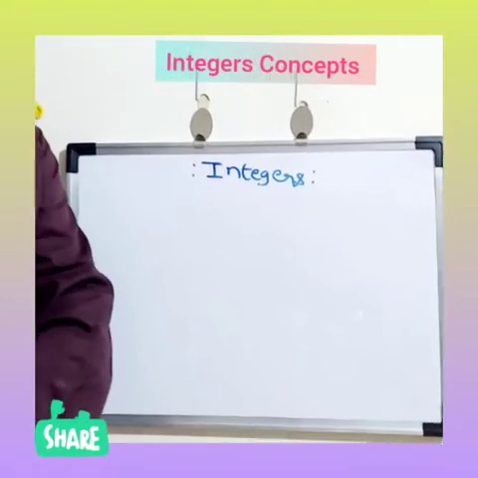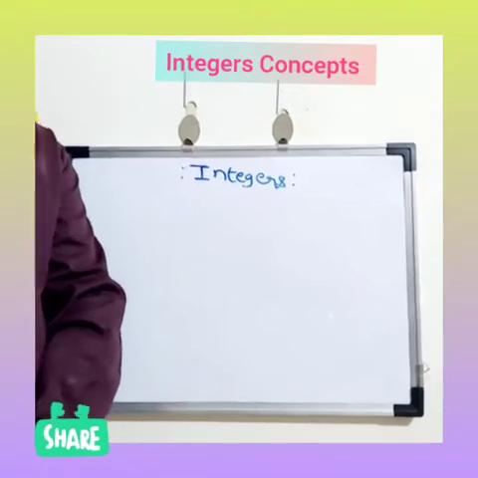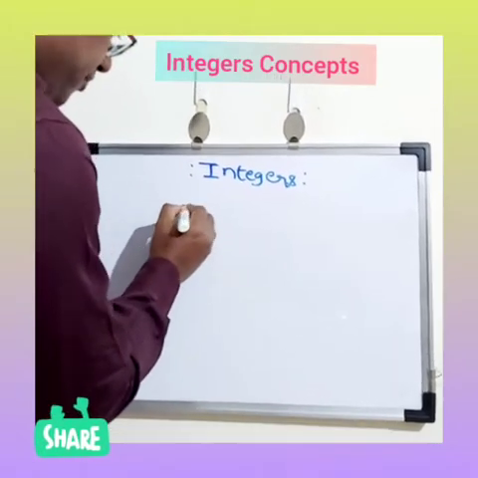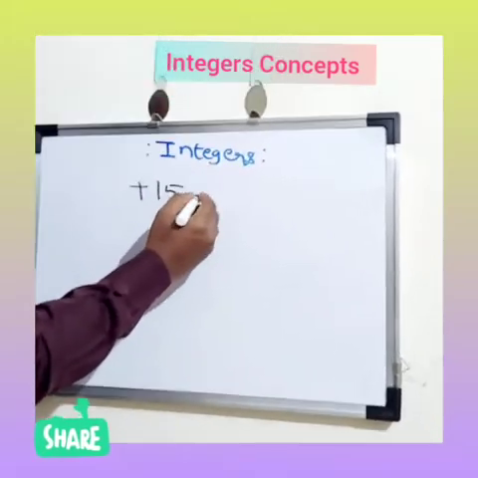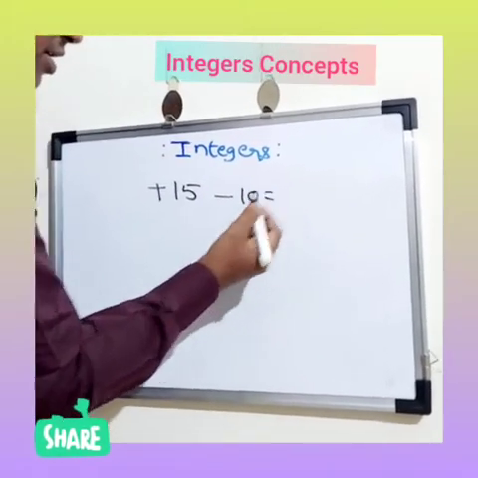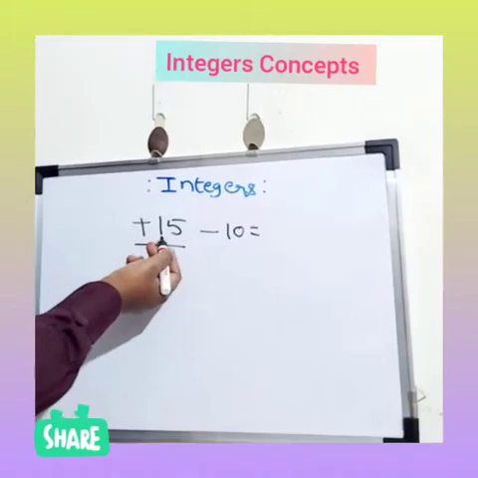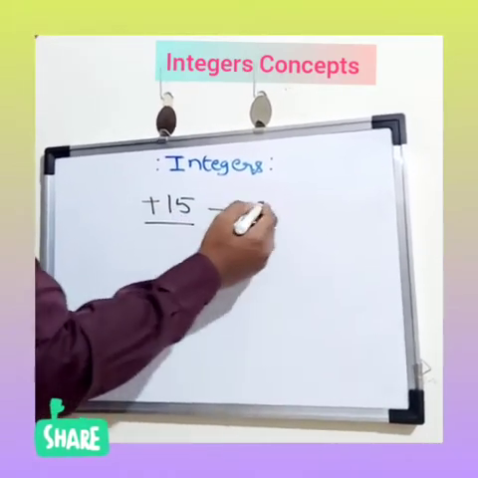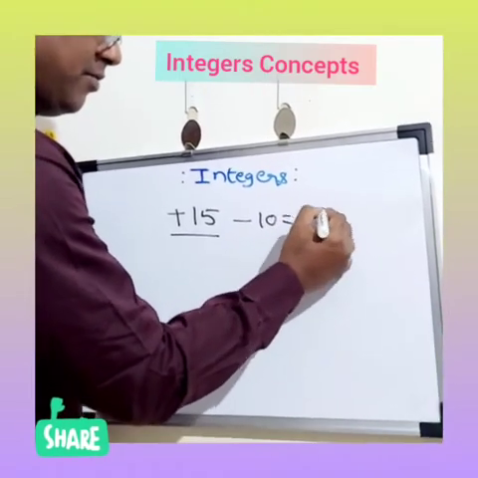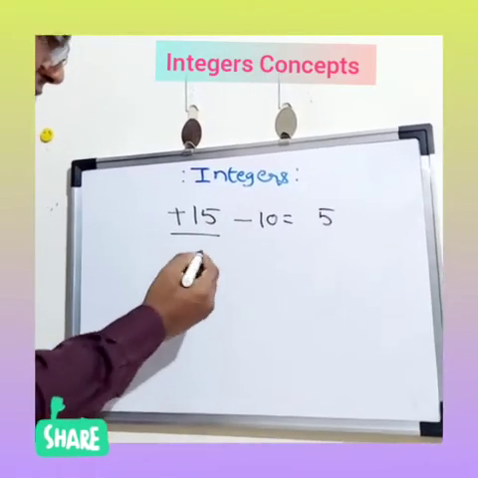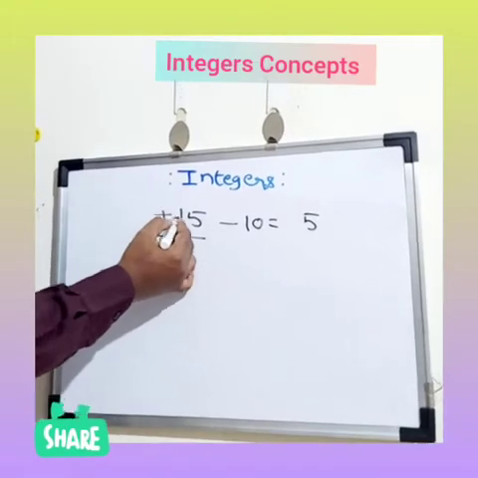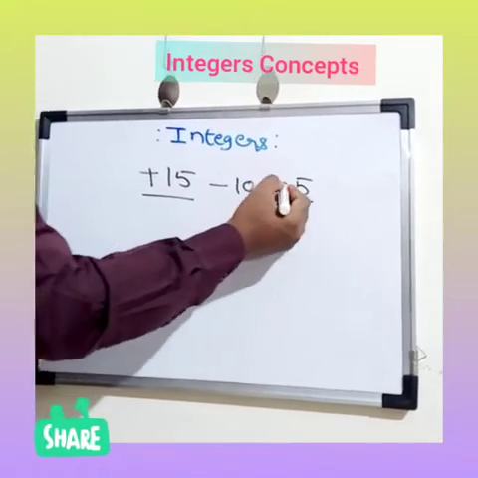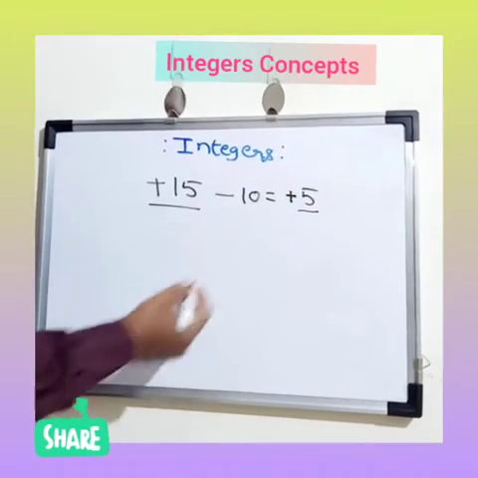Now we'll discuss some more basic operations on these integers. Example one: plus 15 minus 10. Here plus 15 is bigger. When you subtract 15 minus 10, what is the value? 5. Because one number is positive and one is negative, when we subtract directly we get 5. This value is plus because 5 is a positive number.